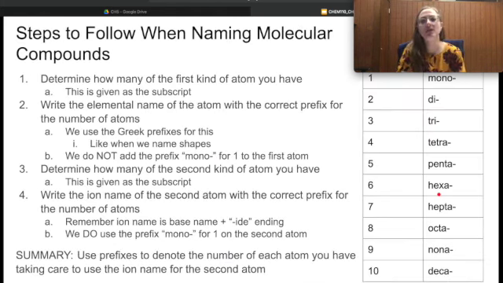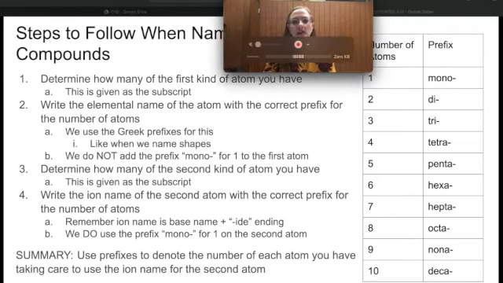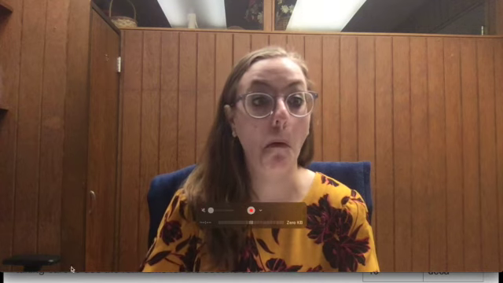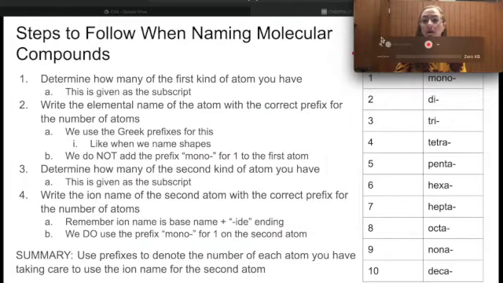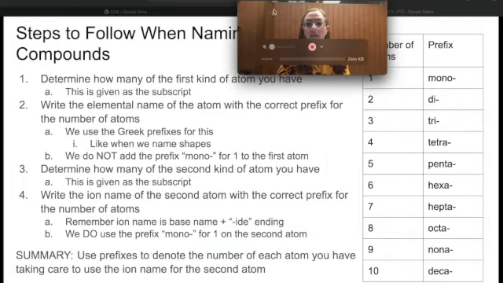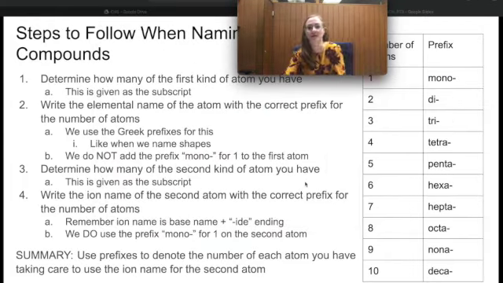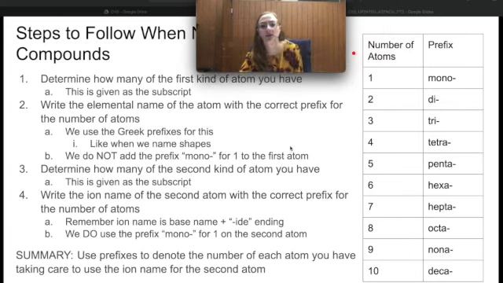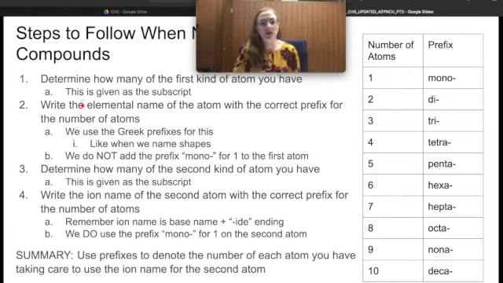So what are some actual steps that we can take to name molecular compounds? If I had to put it into words, these are going to be our steps to follow. It's pretty straightforward. It's much easier than the ionic compounds, I promise.